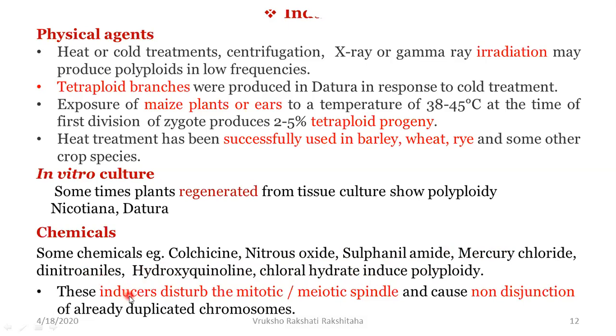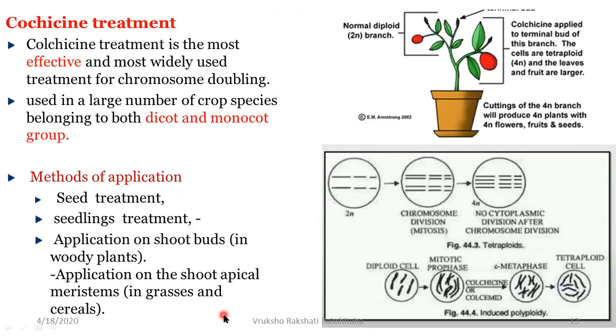Now these inducers disturb the mitotic or the meiotic spindle and thus cause non-disjunction. What do you mean by non-disjunction? It means non-separation or non-segregation of the already duplicated chromosomes. Now let us talk about this colchicine treatment. So chromosome doubling or induction of autopolyploidy can be brought about by colchicine treatment.